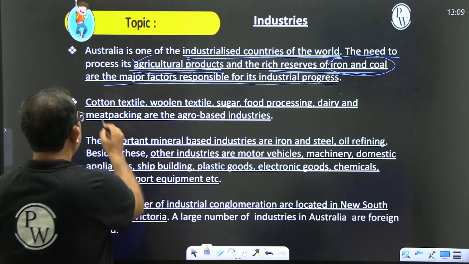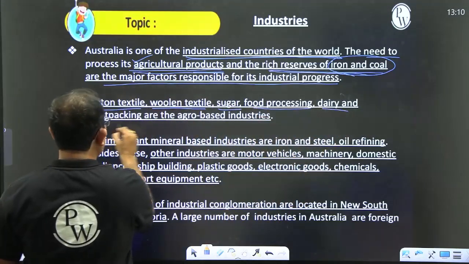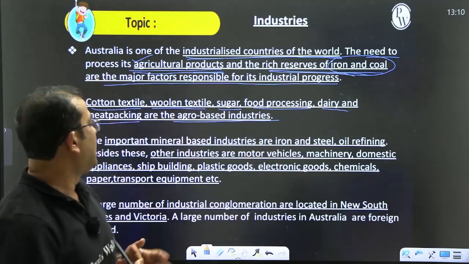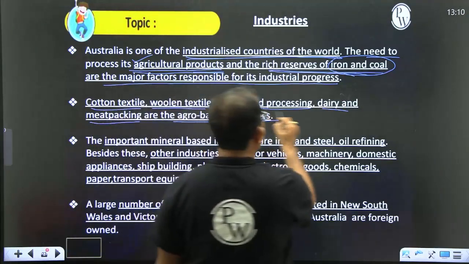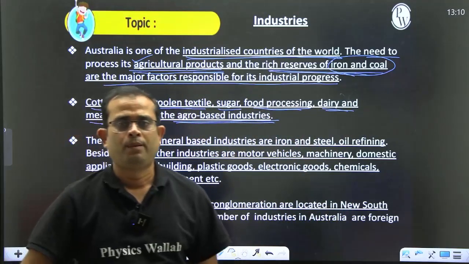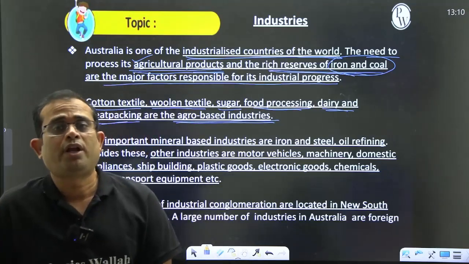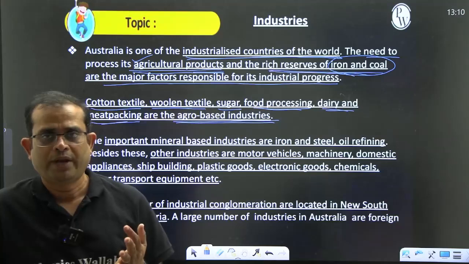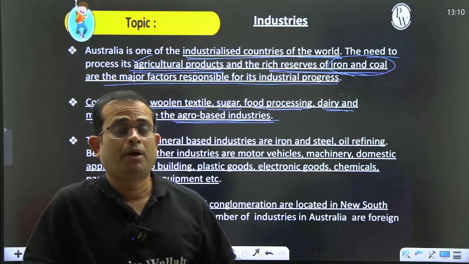Next, cotton textile, woolen textile, sugar, food processing, dairy and meat packing are the agro-based industries also. Come to meat packing now. In terms of meat exports, Australia is also a leading exporter. Dairy products also incorporate meat, right? Australia is a leading exporter of meat.